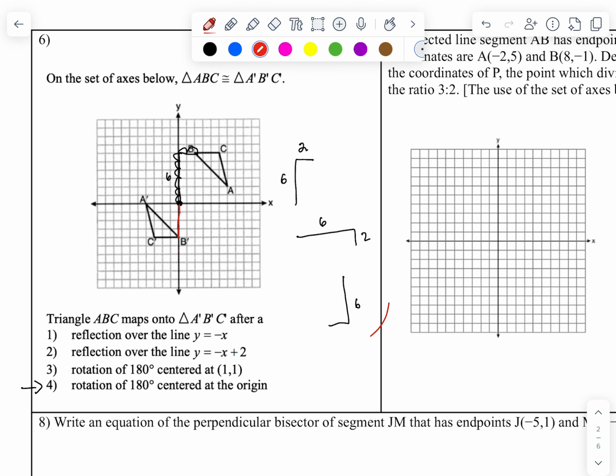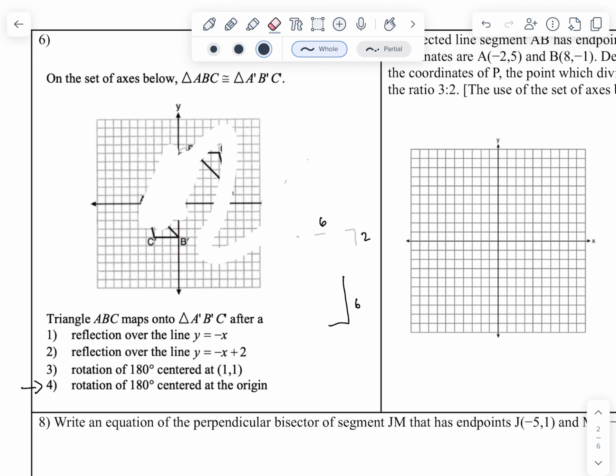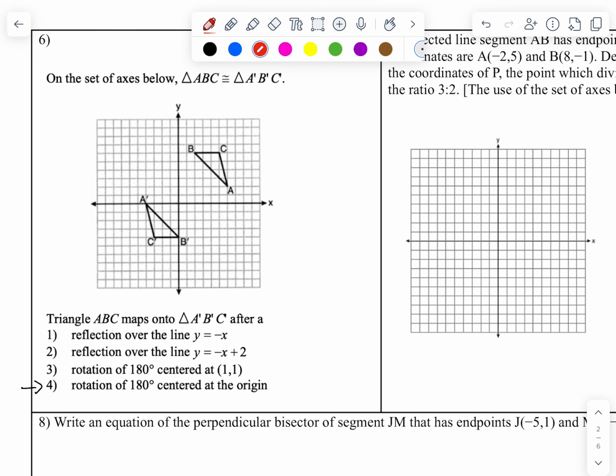So I've knocked out the rotation of 180 degrees centered at the origin. Okay, let's see if we could take on the other rotation next. That's a rotation of 180 degrees centered at 1, 1.